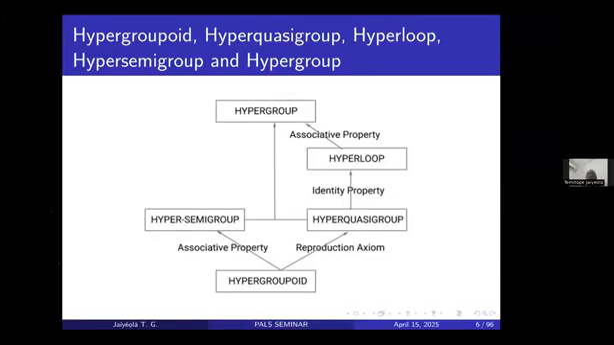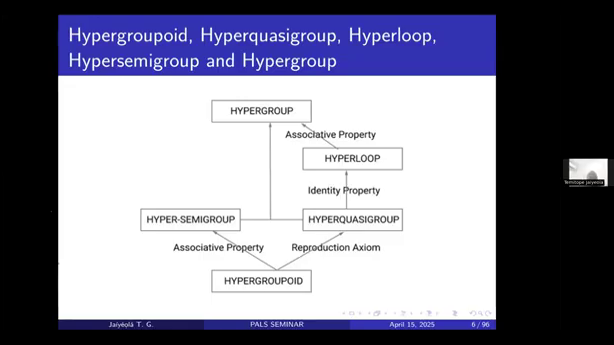Okay, and so this leads us to some new hyperalgebraic structures from a hypergroupoid. If a hypergroupoid possesses the associative property, it becomes a hypersemigroup. If a hypergroupoid possesses the reproduction axiom, it becomes a hyperquasigroup. And if in addition it possesses the identity property, as earlier stated, it becomes a hyperloop. And if a hyperloop possesses the associative property, it becomes a hypergroup. And of course, a hypersemigroup that is also a hyperquasigroup is a hypergroup.